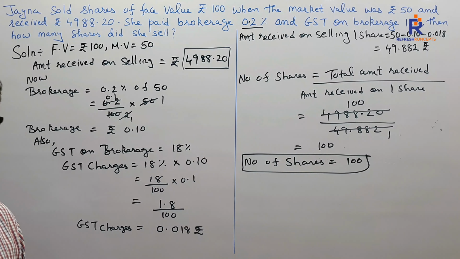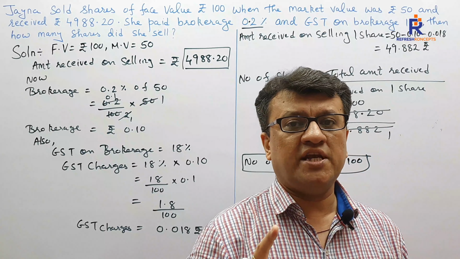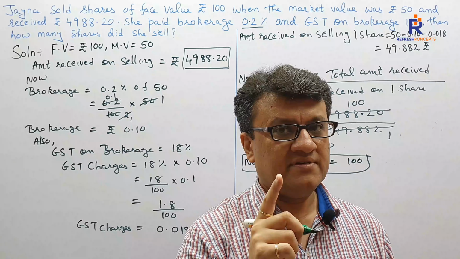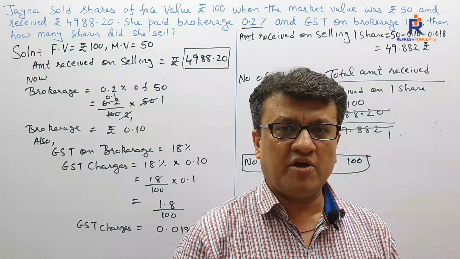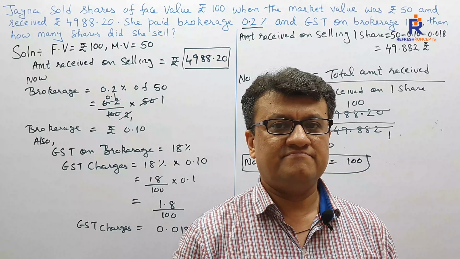So what we learned in shares and dividend, sums based on brokerage: brokerage is always calculated on market value and GST is always calculated on brokerage. What is the amount received on one share? Market value minus brokerage minus GST. That's it.